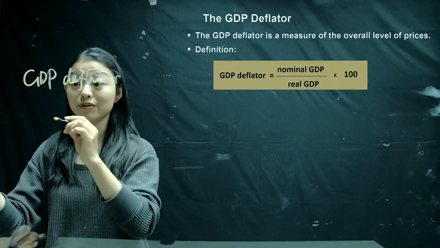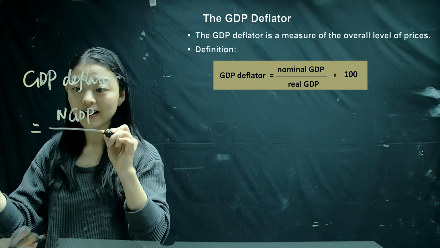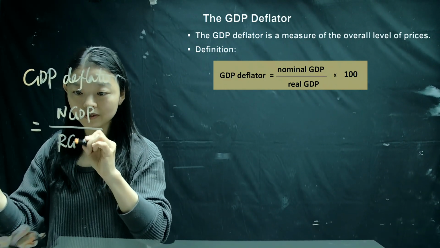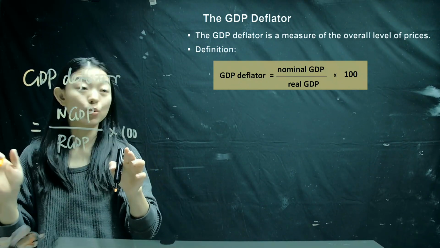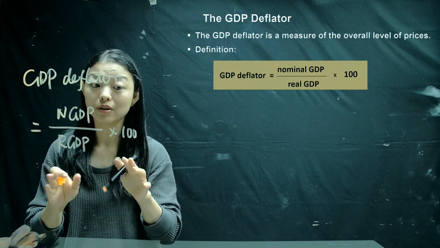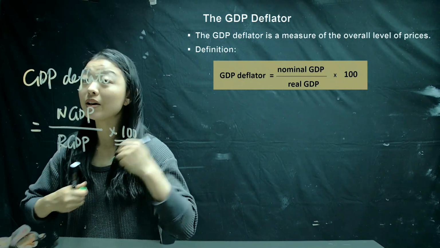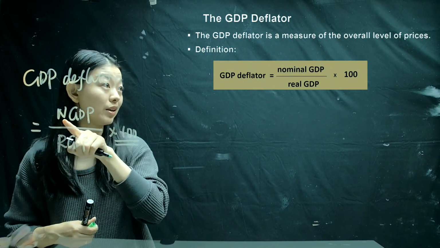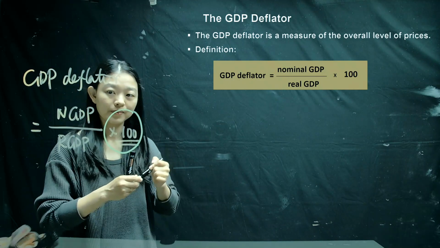GDP deflator will just equal nominal GDP divided by real GDP and then times 100. Times 100, not 100%, okay, times 100. This should be kept in mind. GDP deflator will use nominal GDP divided by real GDP and then times 100.